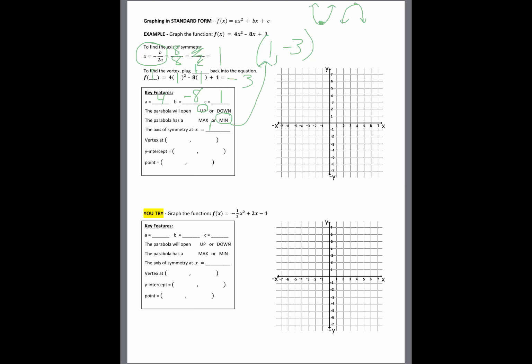You have to write the whole equation too. You have to write x equals 1. That's so important. If you just write 1, 1 is not the equation of a line.